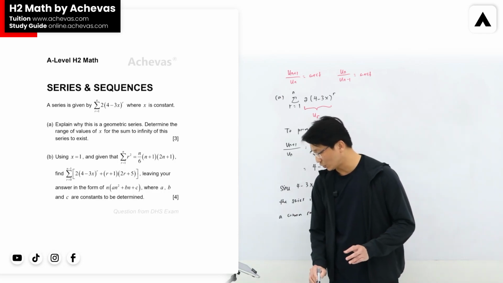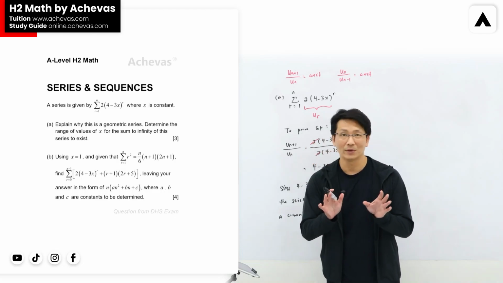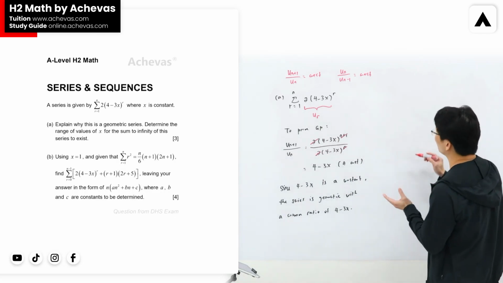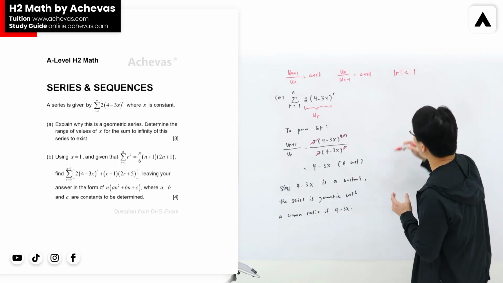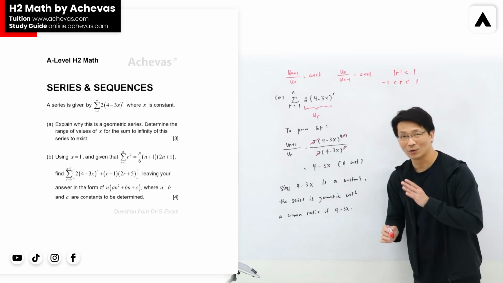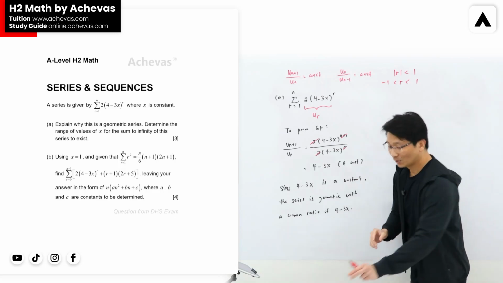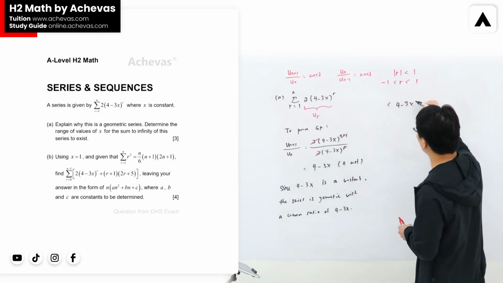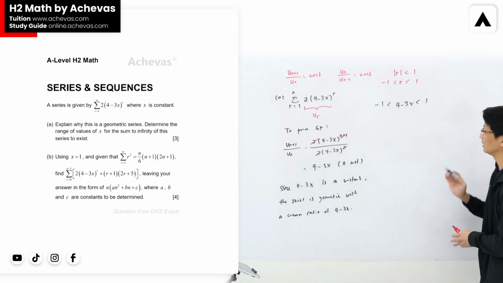Also, the next part of this question wants us to determine the range of values for x such that the sum to infinity exists. And we know that for a GP, in order for the sum to infinity to exist, it must satisfy this criterion here, whereby the common ratio must range between minus 1 and 1. Since we already know that this is my common ratio, we can just put 4 minus 3x to be between minus 1 and 1 in order for the sum to infinity to exist.